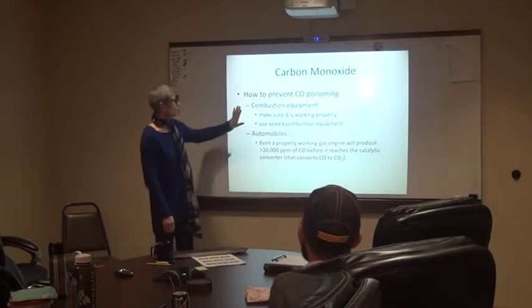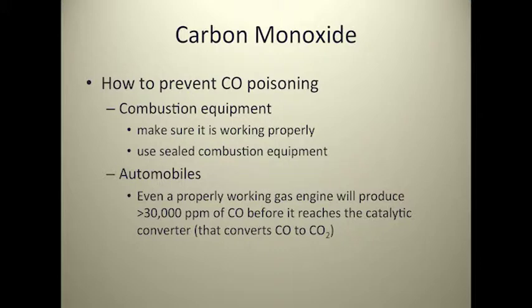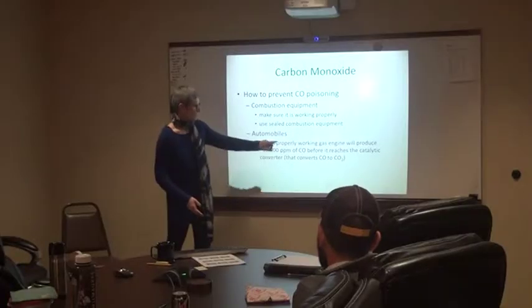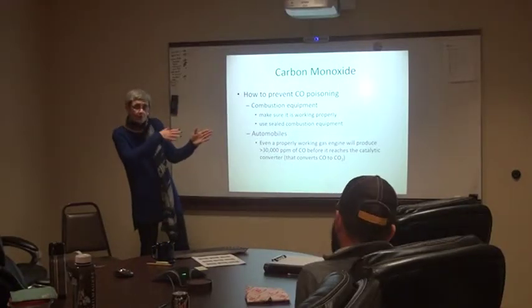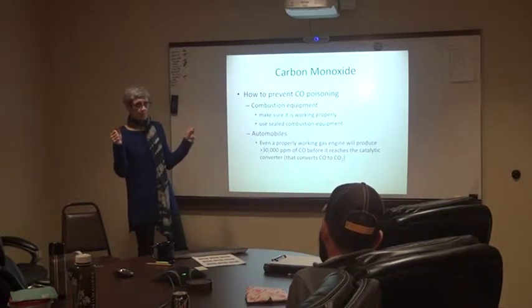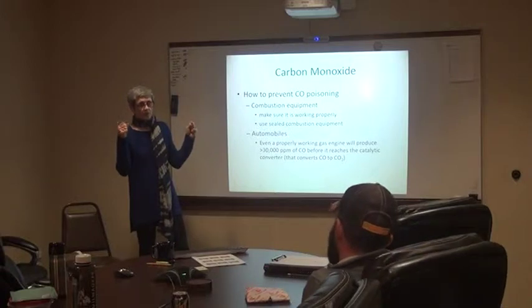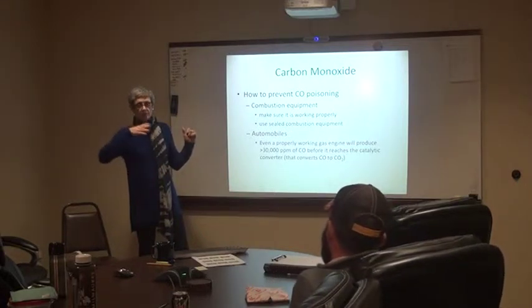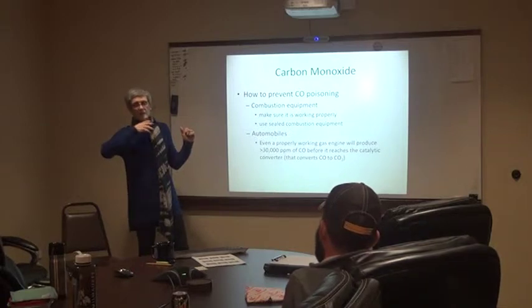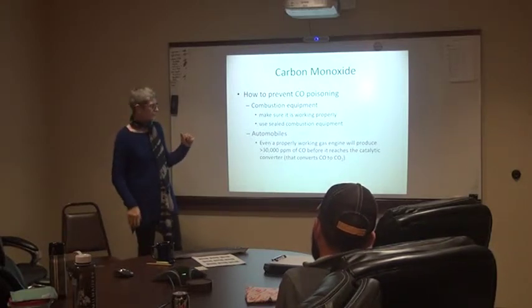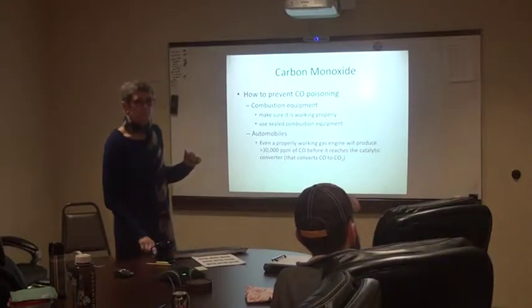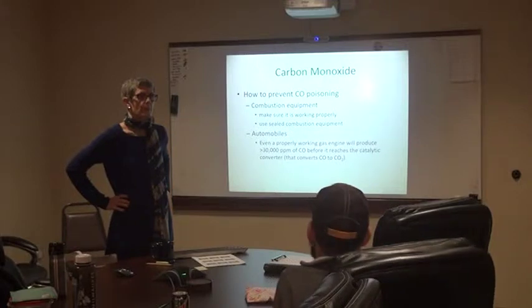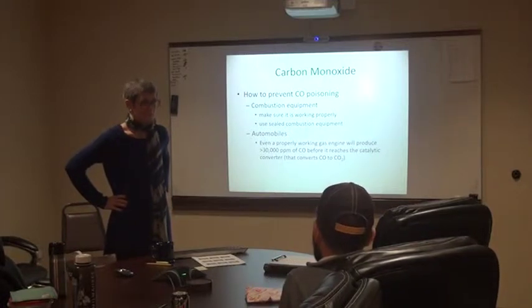Okay, so to protect yourself, you want to make sure that everything's working properly. Use CO combustion if you can. Automobiles, even a properly working gas engine on startup will get to 30,000 parts per million before it reaches the catalytic converter. So there's still a period of time when that happens. So what we tell people is don't start your car in the garage. You need to warm it up, back it out of the garage, and shut the garage door. Because the garage is going to be at a lower pressure than the house, you're going to have movement into the house. And we've done studies on this. So you're saying I should get those leaks in my exhaust system fixed in our car? Yes, you should. That's what I'm saying.